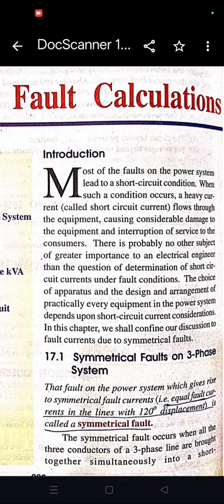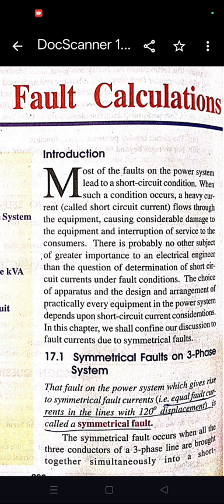Most of the faults in the power system lead to short circuit conditions. When such a condition occurs, a heavy current flows through the equipment, causing considerable damage to the equipment and interrupting the service to the consumer. There is probably no other subject of greater importance in electrical engineering than the question of determining short circuit current.